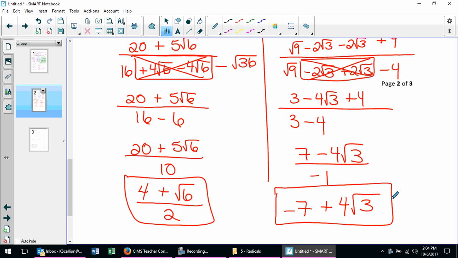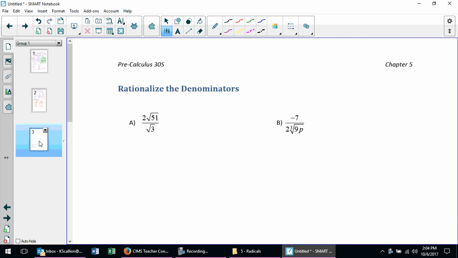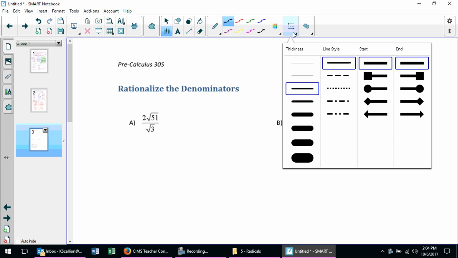I want to do on the next page, example B and C. Am I good? Can I switch pages? I think you guys could probably do this in your sleep now, right? Maybe? Close. Okay. I want to do ones that look a little bit different.